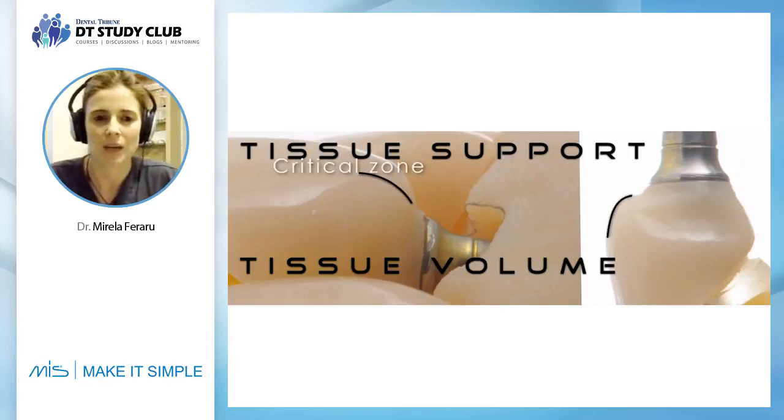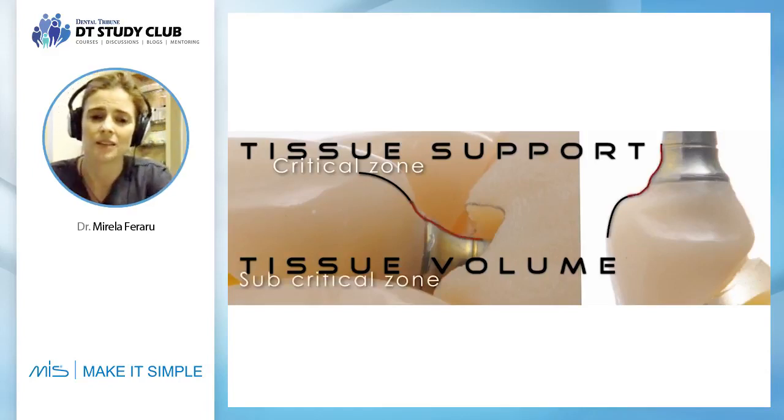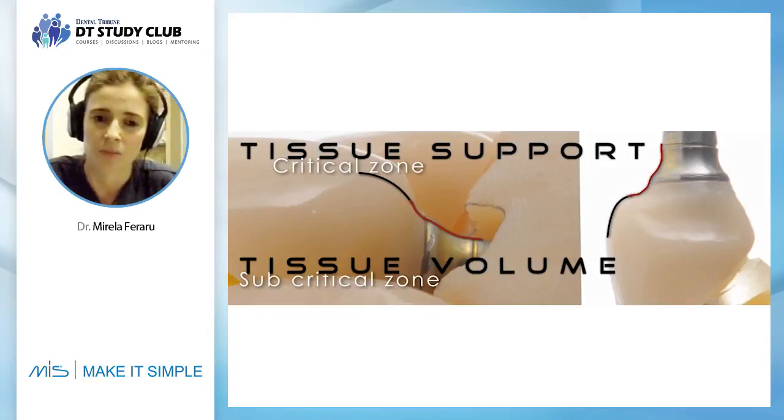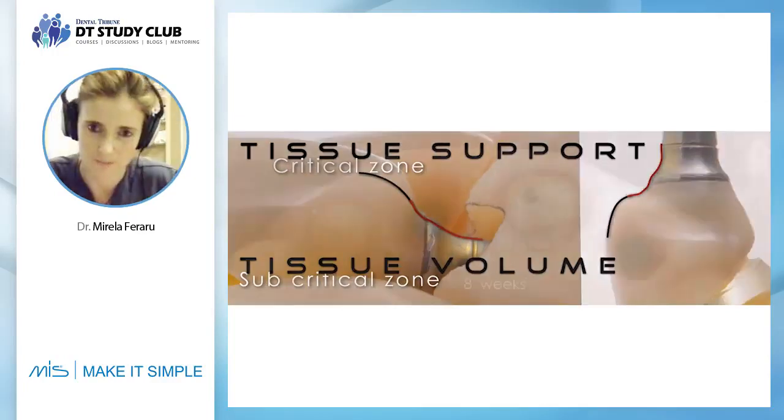So what do we have? We have the critical zone, that 1.5 millimeters, and we have again the subcritical zone up to the implant head. So we will try to stay narrow in this area, because we already augmented the soft tissues, and also not to compress it in the critical part where the soft tissue margins are.